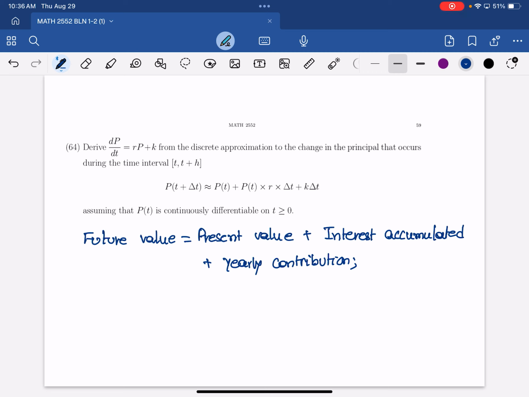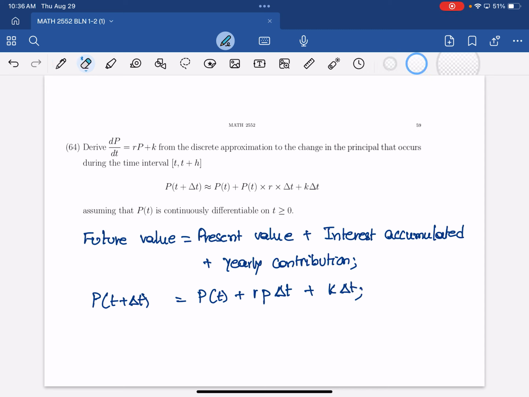So the future value is nothing but P of t plus delta t. The present value is P of t. The interest is a simple interest, Rp delta t. The yearly contribution is K times delta t, right? Now, if your period is 1 year, delta t is 1. If your change in time is a quarter, then delta t is 1 over 4. If the change in time is a month, then it is 1 over 12.